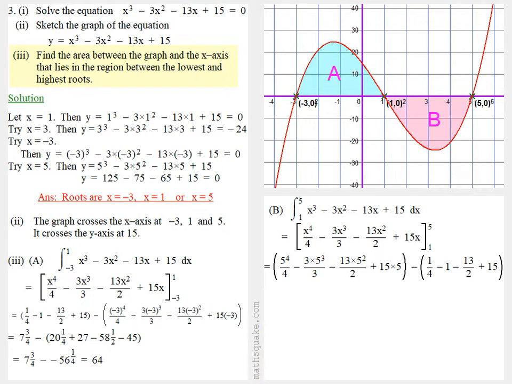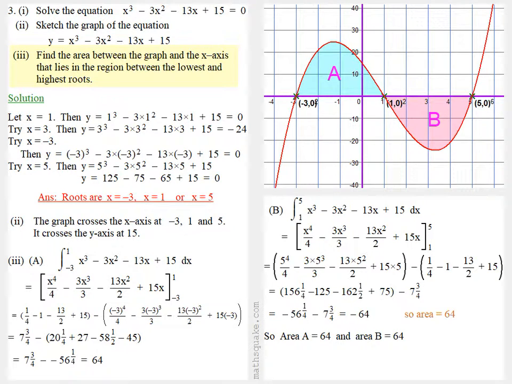So that gives us 5 to the 4 over 4 minus 3 times 5 cubed over 3 minus 13 times 5 squared over 2 plus 15 times 5. Take away, in brackets, a quarter minus 1 minus 13 over 2 plus 15, which works out to be 156 1/4 minus 125 minus 162 1/2 plus 75, take away 7 3/4, which is minus 56 1/4 take away 7 3/4, which is minus 64. Now the integral is minus 64, so the area is plus 64.